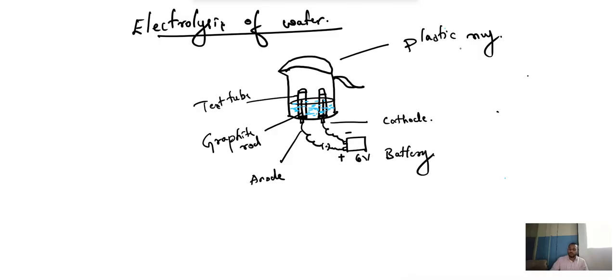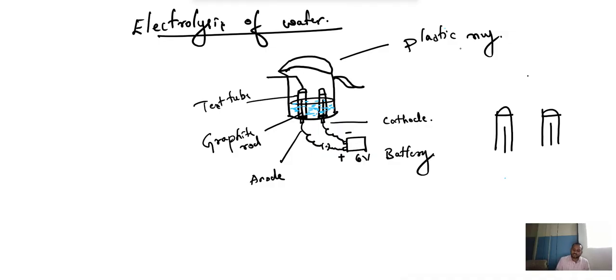This is important. Most of them, what they do inside the test tube, if this is the graphite rod, both they indicate at the same level. It is wrong. Both are not at the same level. You need to show the difference. Understood? At the anode, you have to show the level of the water upward and the level of the water downward in the cathode. Is this clear?